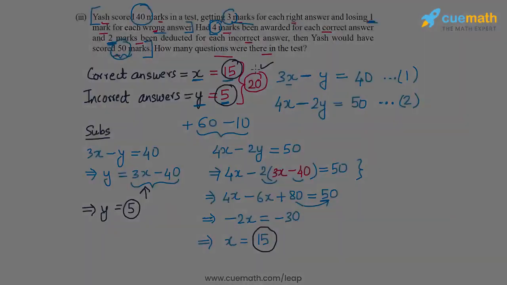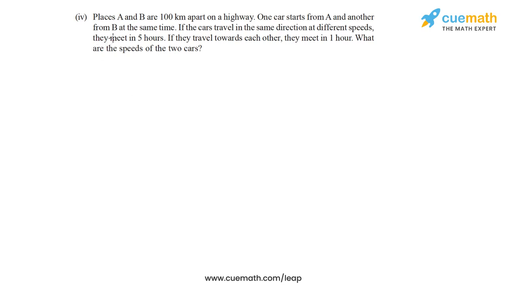Part 4 in this question says, places A and B are 100 km apart on a highway. One car starts from A and another from B at the same time. If the cars travel in the same direction at different speeds, they meet in 5 hours. And if they travel towards each other, they meet in 1 hour. What are the speeds of the 2 cars?